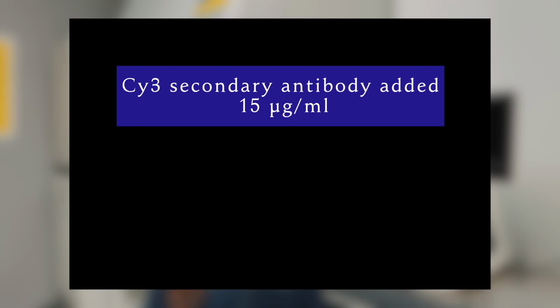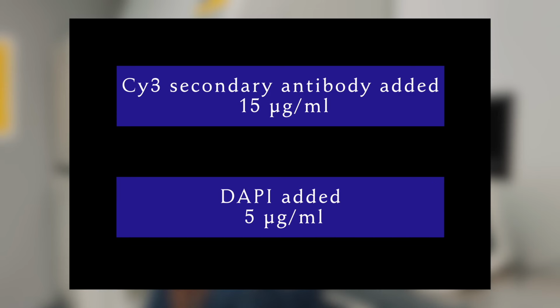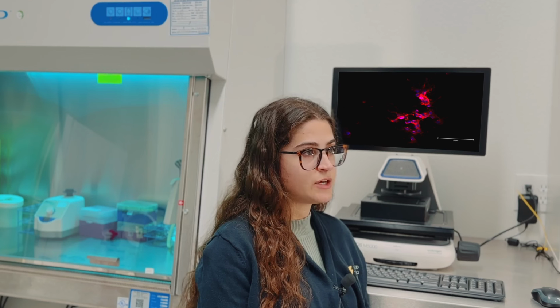The primary mu-p75 antibody was added at 10 microgram per milliliter. Then, a Cy3 secondary antibody was added at 15 microgram per milliliter and DAPI at 5 microgram per milliliter for nuclear staining. The red staining shows the binding of the mu-p75 antibody to the cell surface marker, and the blue DAPI staining shows the nucleus of the cell.